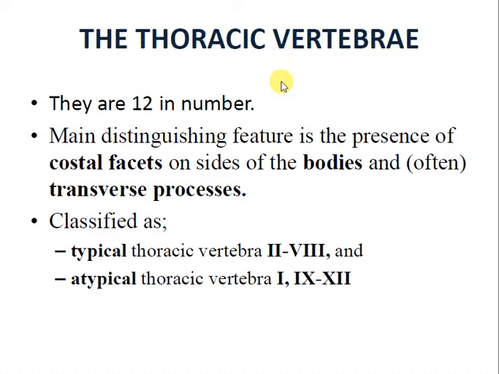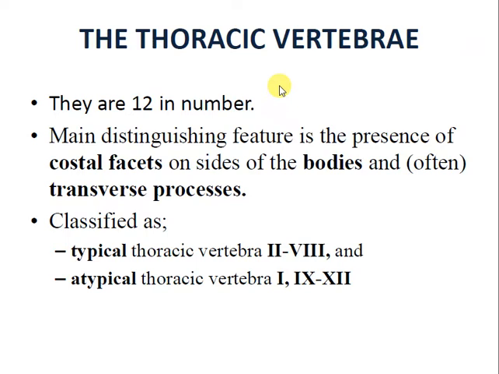So from there we can go to discuss the thoracic vertebra. We discussed rib number one because of its uniqueness as compared with other ribs. So let's move to the thoracic vertebra. They are 12 in number. The main distinctive feature of the thoracic vertebra is the presence of costal facets.